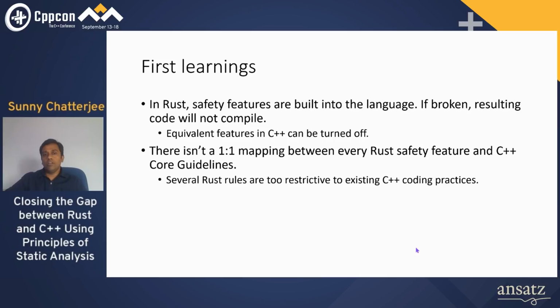The second learning for me was there isn't necessarily a 1:1 mapping between every Rust safety feature and the C++ core guidelines. And that's by design. Several Rust rules are restrictive for existing C++ coding practices. And our objective was not to just copy every Rust rule into C++. However, we wanted to look at the broader picture. We wanted to look at the big buckets of safety and correctness. And we wanted to bring over what made sense in the landscape of C++. So this isn't an exercise to take every Rust rule and bring that into C++.